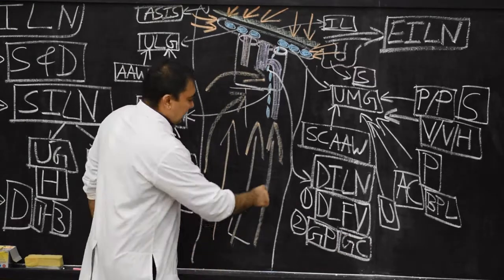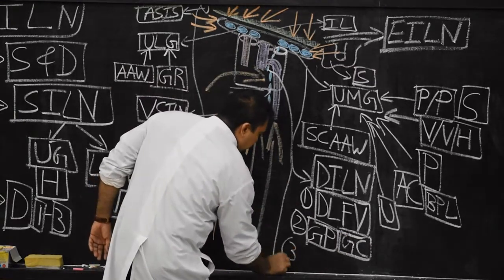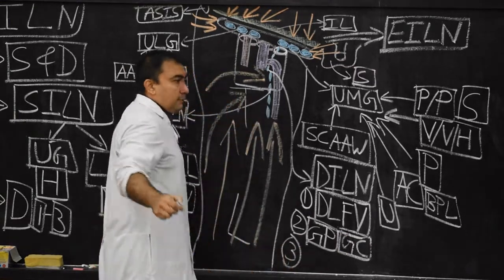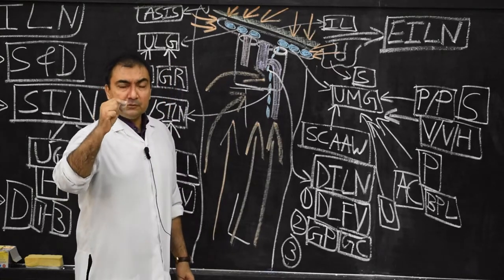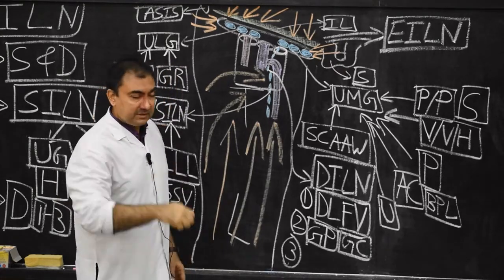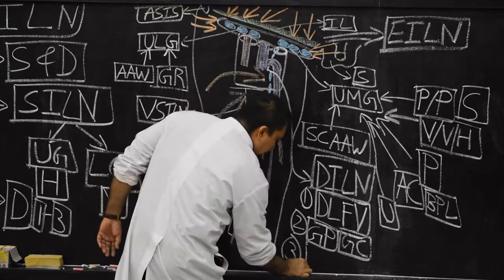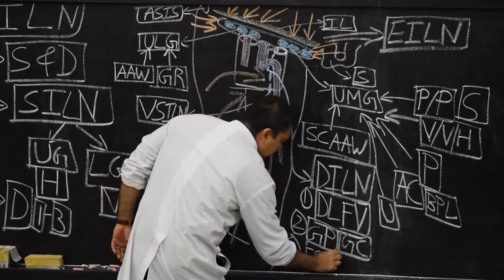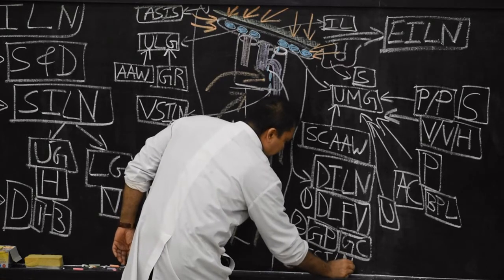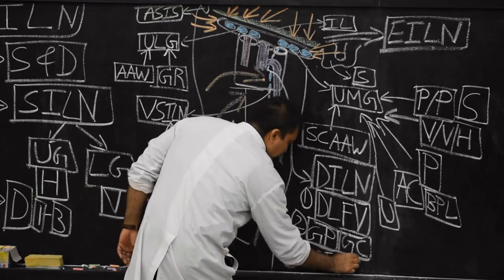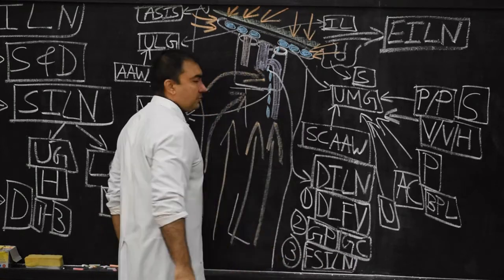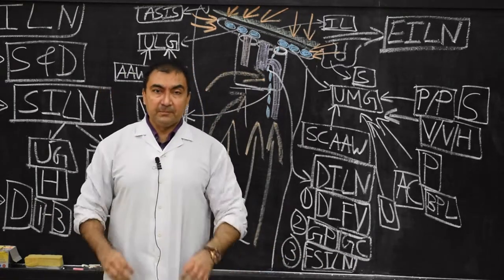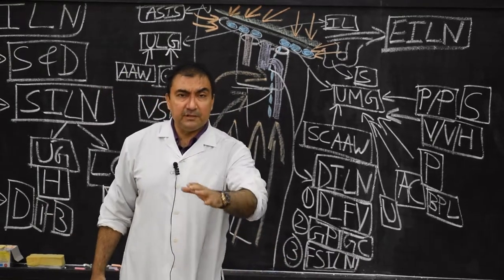MCQs. The third area of drainage will be few superficial inguinal lymph nodes. So, we have to mention this, few superficial inguinal lymph nodes. Where will they drain? They will drain into the deep inguinal group of lymph nodes. So, the deep inguinal group of lymph nodes will receive the lymphatic drainage from 3 areas.